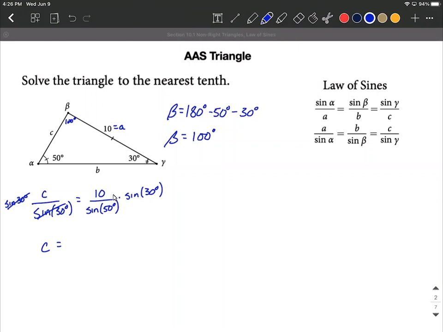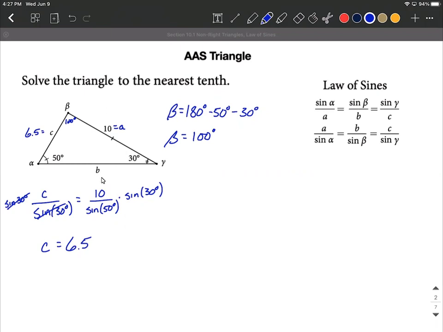To get this calculation, we want to make sure that we're in degree mode, because these are in degrees for angle measure. Do 10 multiplied by sine of 30 degrees, maybe close some parentheses off, divide by sine of 50 degrees. And I got C is going to be 6.5 units. We were asked to round to the nearest tenth. Let's label our triangle and make sure we're keeping track of everything. The very last thing we want to find is B.